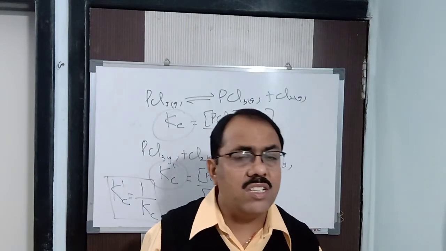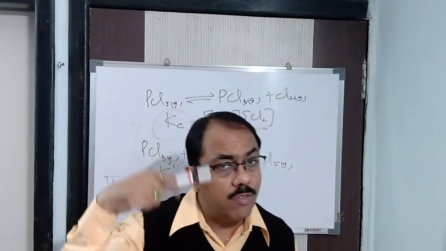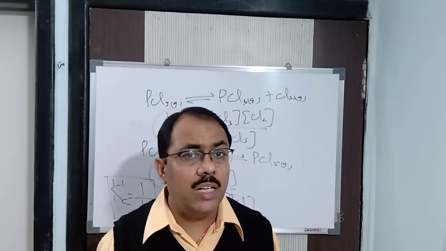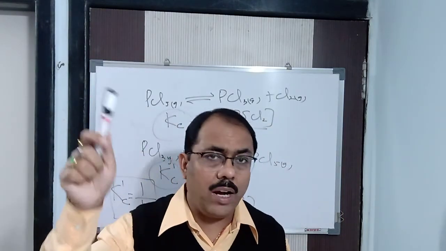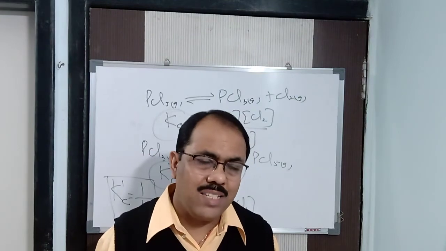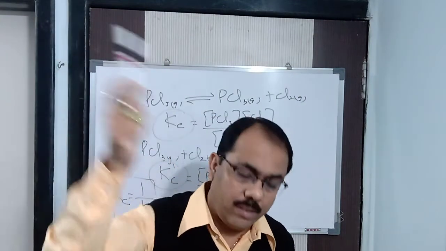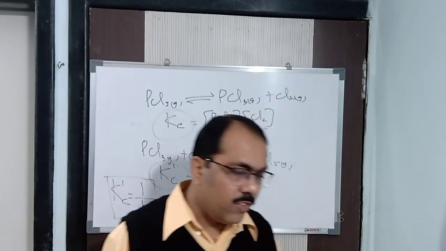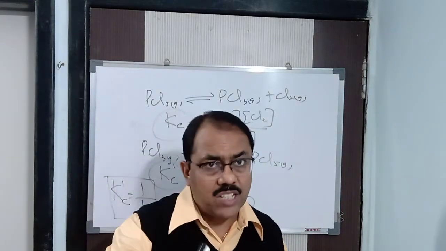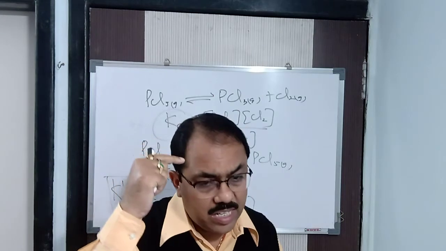Similarly, if an equation is multiplied by 3, it will be the cube of the original one. If an equation is multiplied by n, then it will be to the power n of the original one. Means K dash is equal to K to the power n if it is multiplied by n throughout. We can say that.